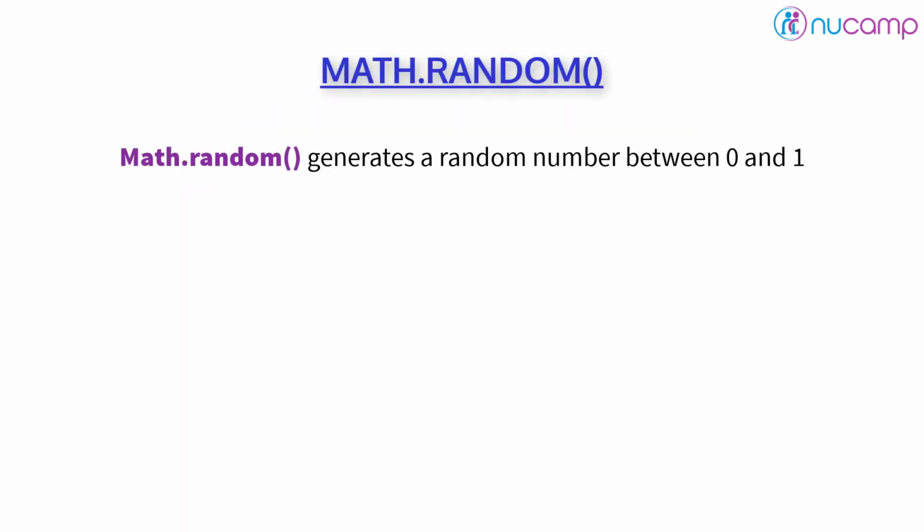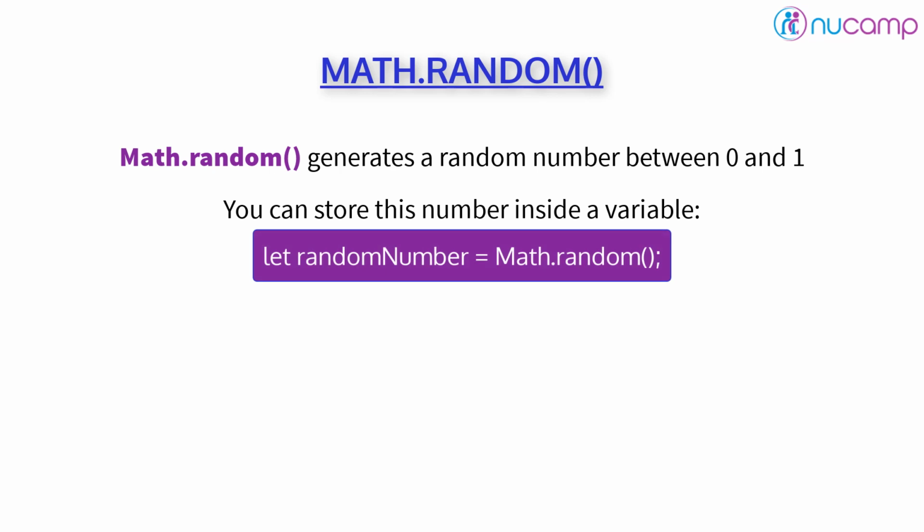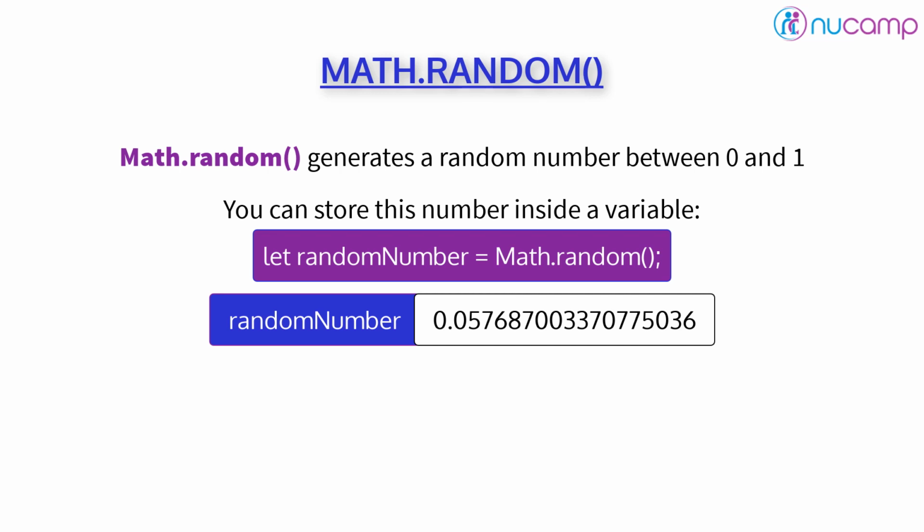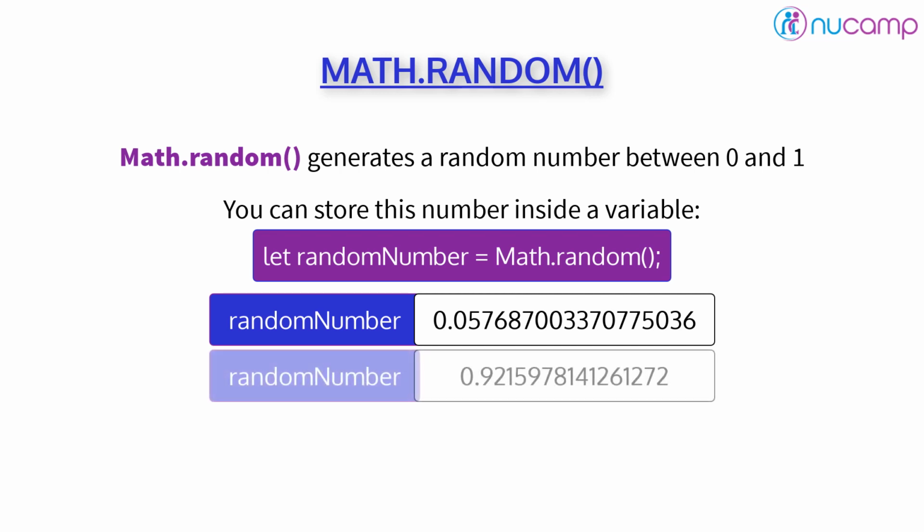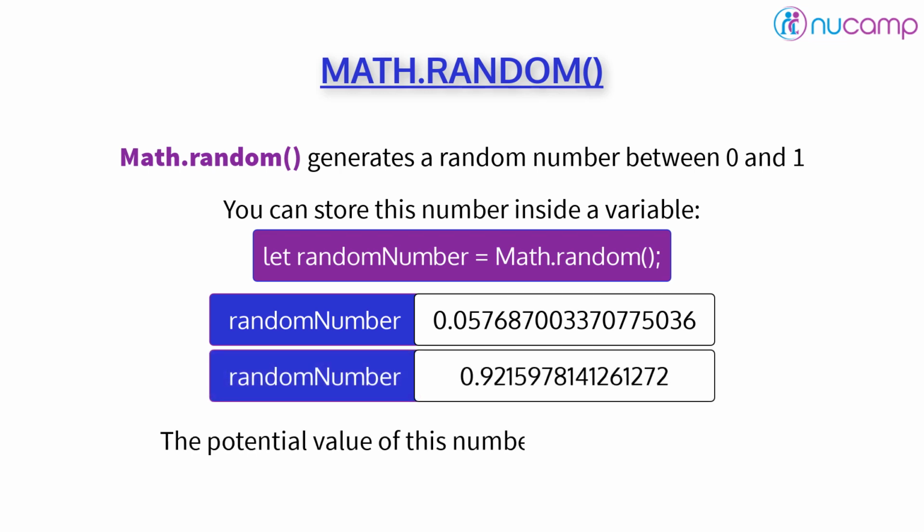The Math.random method generates a random number between 0 and 1. It does not take an argument. You can store this number inside a variable like so. For example, it might generate a number such as 0.057687 and so on. Or this one, 0.92159 and so on. The potential value of this number includes 0 but does not include 1. To reiterate, using Math.random generates a number between 0 and 1, including 0 but not including 1.